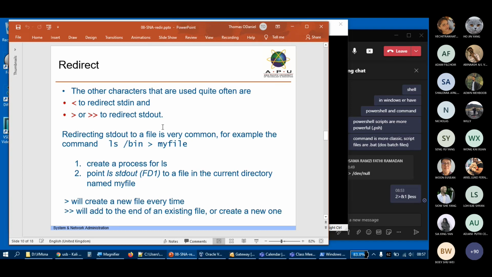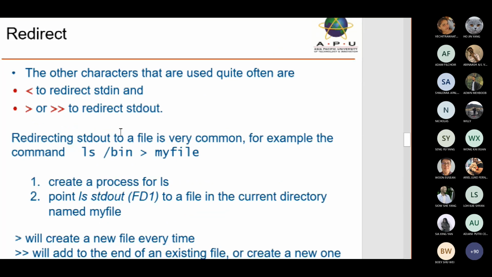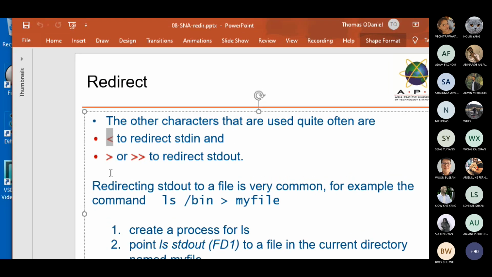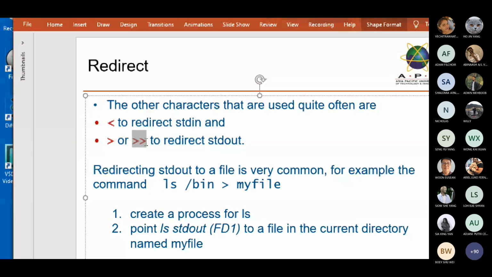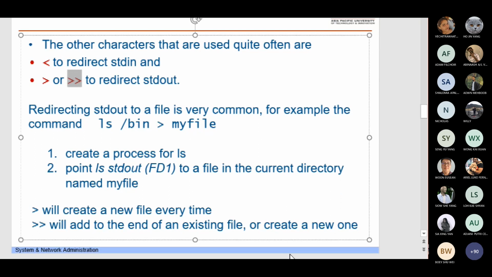The other characters that we use for redirection are what I call reverse pointy, and then pointy, and double pointy. You can call them what you like, but that's kind of my dialect for it. So redirecting standard out to a file is very common.